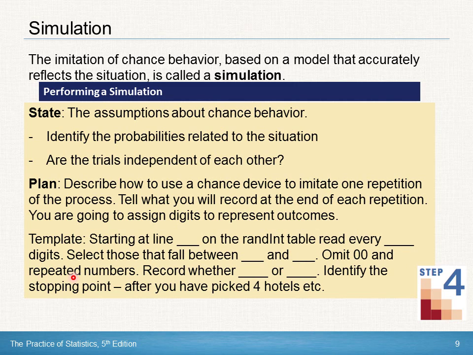So remember, just like in the previous section, whenever we were sampling, you have to state, are you omitting repeated numbers? And then we're going to record whether it's success or failure. So success basically is getting the chance behavior that we want. Failure is not getting the chance behavior that we want. We're going to identify the stopping point. So for example, after you've picked 4 hotels. So remember our hotel example, we had to pick 4 hotels or 4 stores in order to see how much money consumers were spending. We're going to say, okay, after we picked 4 hotels, we're going to stop.